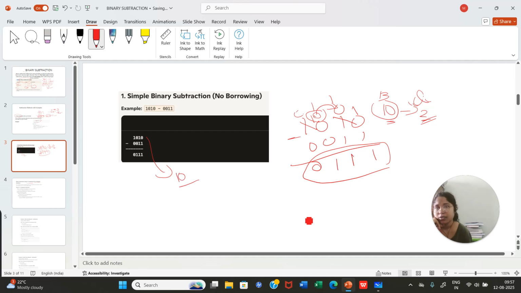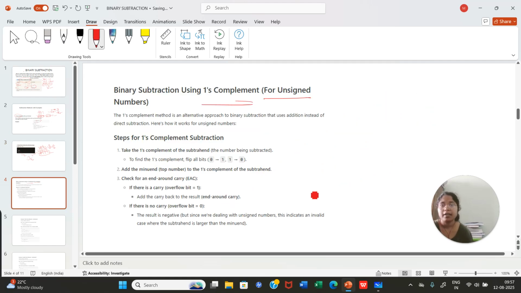For this, 0 0 1 1, the value in decimal is 3. 10 minus 3, we are getting 7. So this is our final answer. We did it correctly. If you cross check it in decimal, you get the same answer. Okay, next we will come.